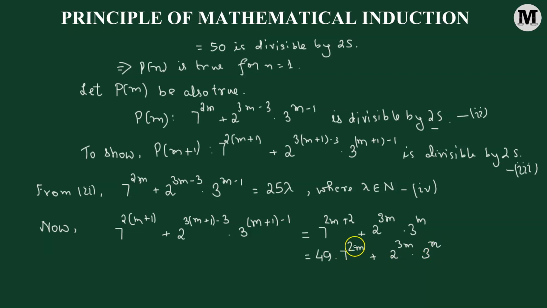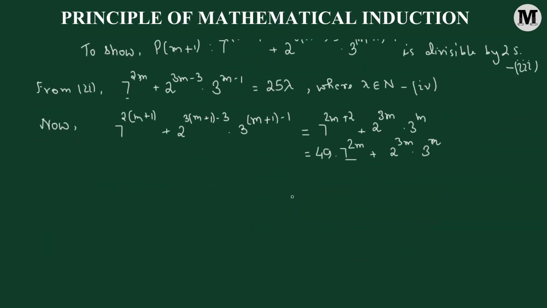Now, the reason why we use the law of exponents here is because now we have 7 raised to the power of 2m. If we check out equation number 4, we can keep 7 raised to the power of 2m on the left hand side and transpose the second term, 2 raised to the power of 3m minus 3 times 3 raised to the power of m minus 1, to the right hand side. So that means we now have 49 multiplied to, in place of 7 raised to the power of 2m, 25 lambda minus 2 raised to the power of 3m minus 3 multiplied to 3 raised to the power of m minus 1, added to 2 raised to the power of 3m times 3 raised to the power of m.